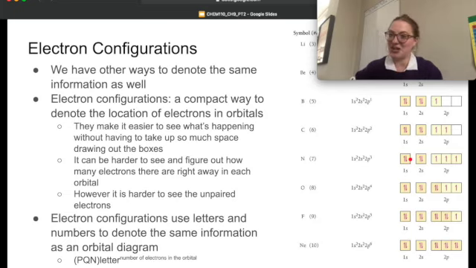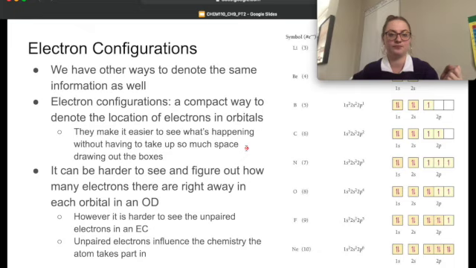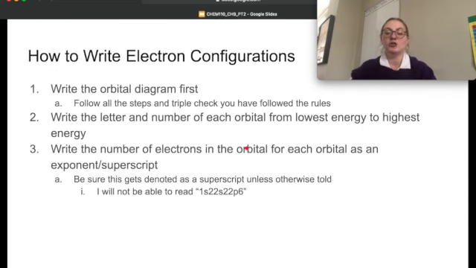There isn't much else to say about them, because they contain all of the information we talked about with the orbital diagrams, so I'm not going to rehash that for you. Again, it can be harder to see how many electrons there are in an orbital diagram, but it's much easier to see how many electrons you have in the electron configuration.